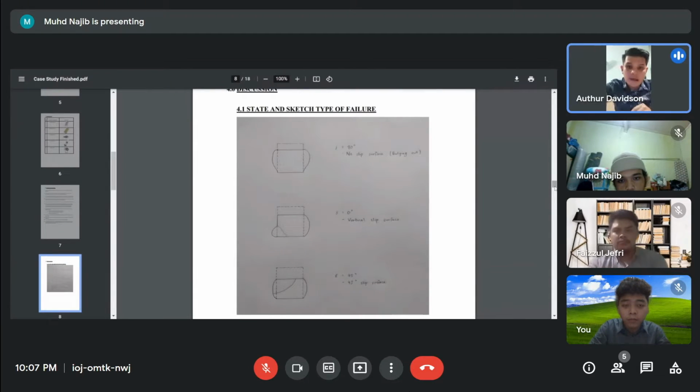From the lab sheet, we were asked to state and sketch the types of failure. So the first one, 90 degree, which is no slip surface or bulging out. The second one is vertical slip surface, and the third one is 45 degree, which is a 45 degree slip surface.